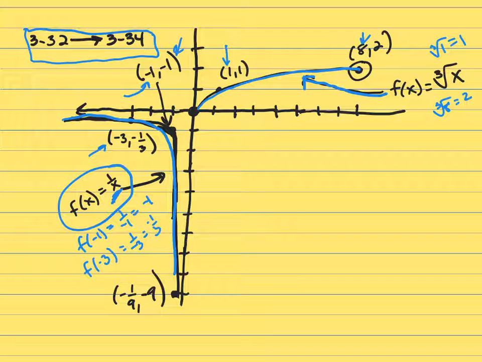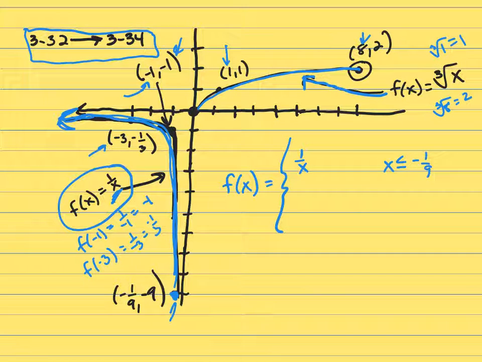So now I need to set up my piecewise function. I got two things going on. F of x equals, well, one piece is 1 over x. And where is my graph of 1 over x? My graph starts here, and it keeps going because you got an arrow on it, doesn't it? Yeah, I got an arrow on it. Keeps going that way. So that's if x is less than or equal to -1/9. Because this x value right here of -1/9 is the largest x value on that graph.